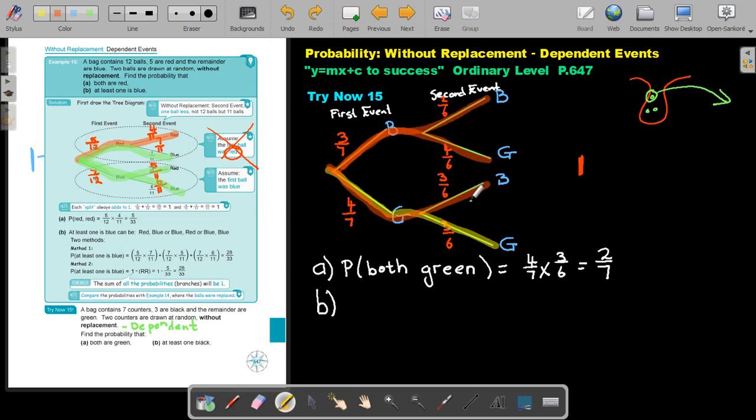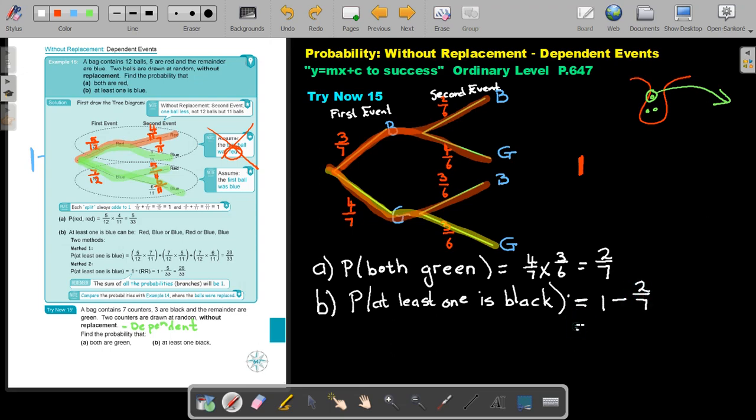I can do method 1, which is very long, or I can just go and quickly do method 2, which is shorter. So, the probability at least one is black, and that can be just 1, and I just subtract the green ones. So it's 1 minus that 2 over 7. Can you remember? You can do this without a calculator. 7 over 7 minus 2 over 7. The final answer will be 5 over 7.